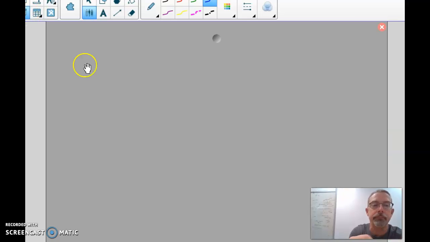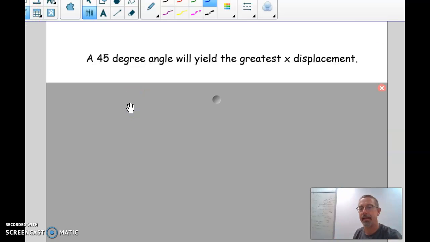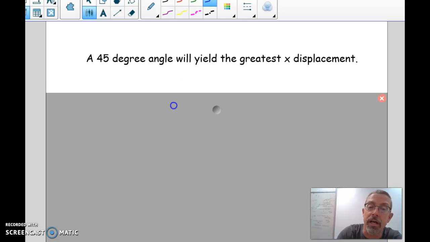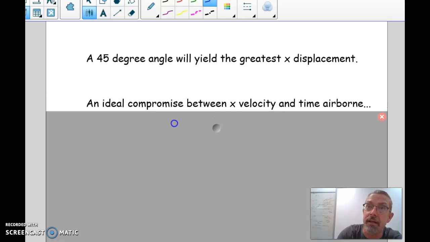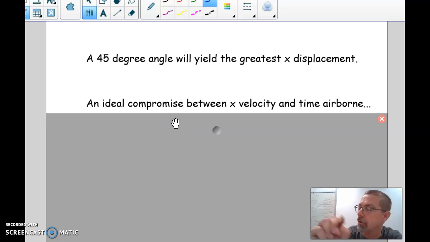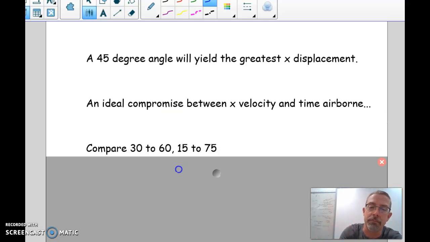Now, when you do launch projectiles at an angle, a 45-degree angle is going to yield the greatest displacement in the x direction as long as your delta y is 0. And that's because it has a perfect marriage between your x component of velocity and your y component of velocity. You want the ball to stay as long in the air as possible while still maintaining as great a distance as possible. You need that x component to be as strong as possible.